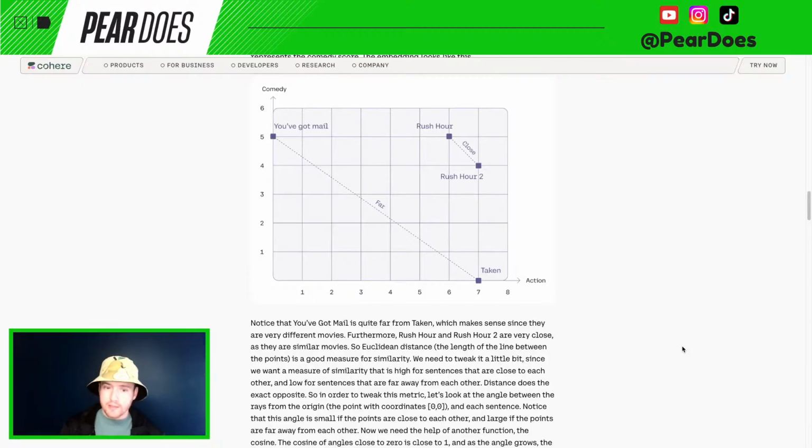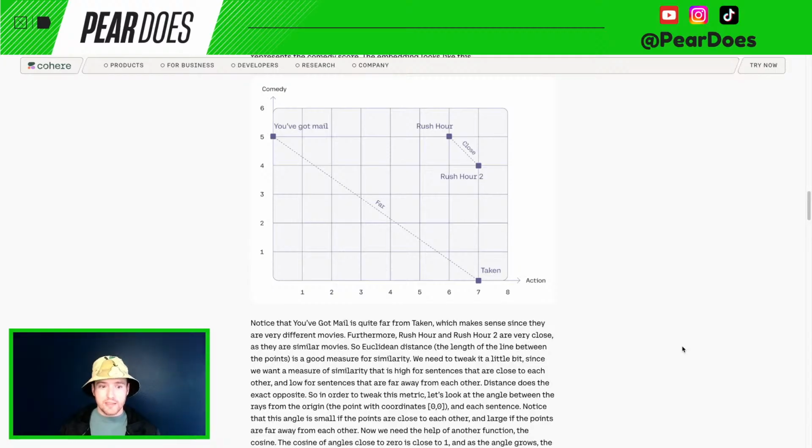So Euclidean distance, the length of the line between 2 points, is a good measure of similarity. We need to tweak it a little bit, since we want a measure of similarity that is high for sentences that are close to each other and low for sentences that are far away from each other. Again, this is that similarity. The higher the similarity rating, the closer they are in similarity, and vice versa.